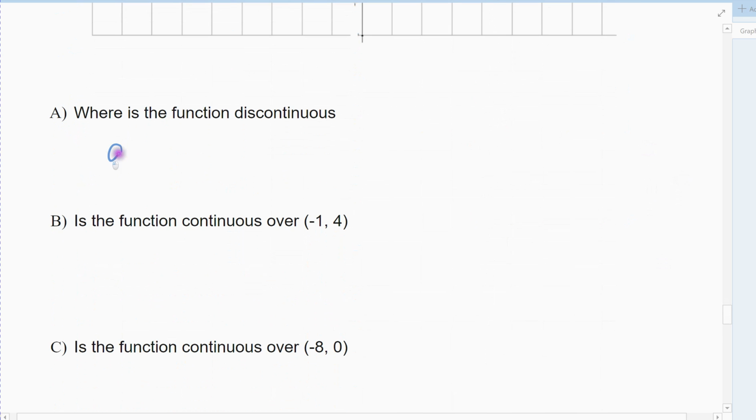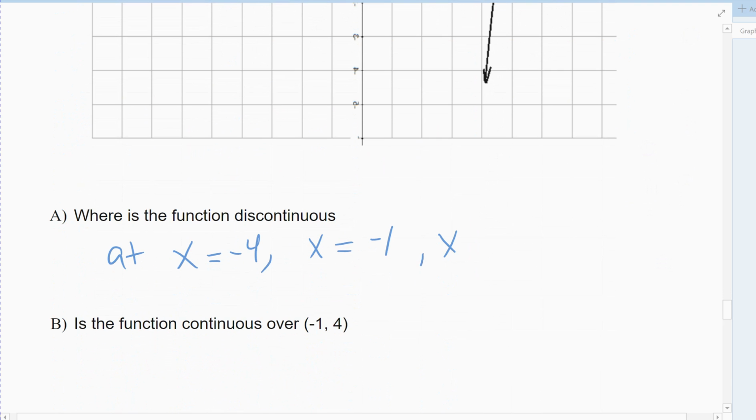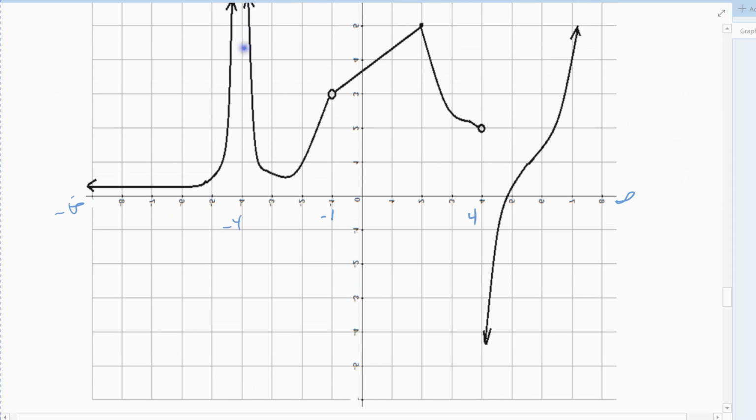Where is it discontinuous? And it's always at the x value. So at the first x value, it has discontinuity at negative 4. The next x value where it was discontinuous was at negative 1. And I forgot where the next one was, at positive 4. So there are 3 places where there's a break in my function, right? Discontinuous here at the asymptote, negative 4. Discontinuous here at the open point, negative 1. Discontinuous here at the open point and the jump at 4.